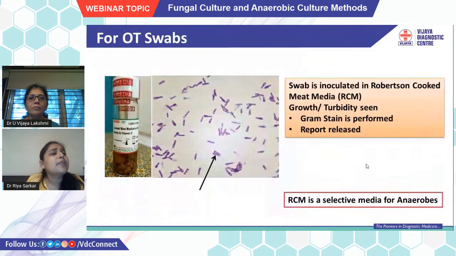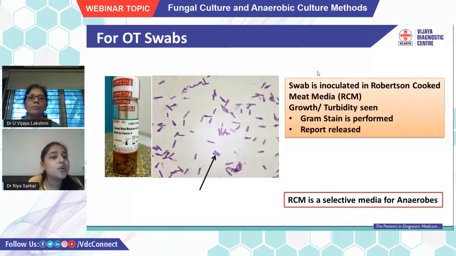Special mention for operation theatre swabs. We use a selective media for anaerobes, that is RCM. You must all know RCM is Robertson's cooked meat media. We take the swab, inoculate it in the RCM media and incubate it. We wait for the growth or turbidity to appear. Once there is growth or turbidity, we perform a direct Gram stain.